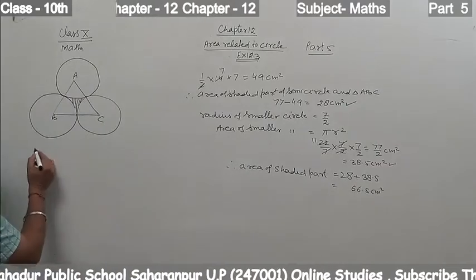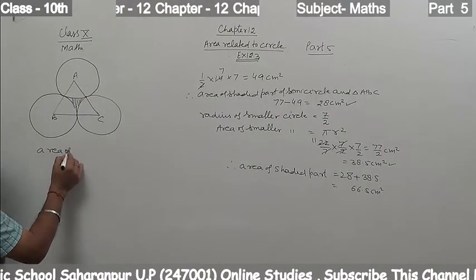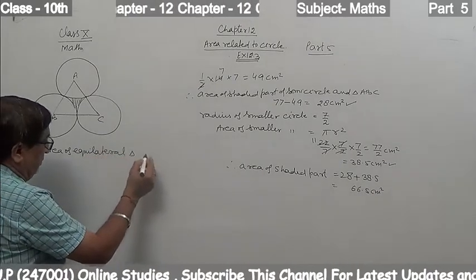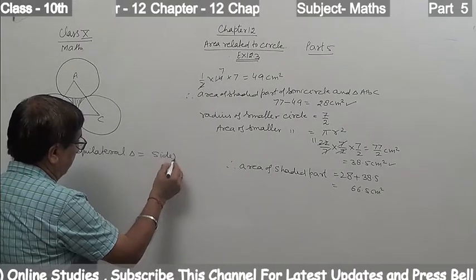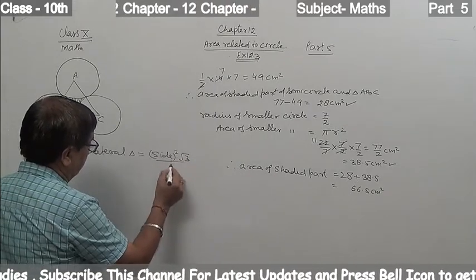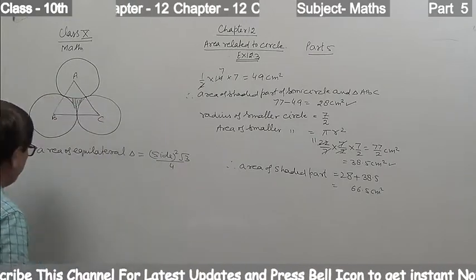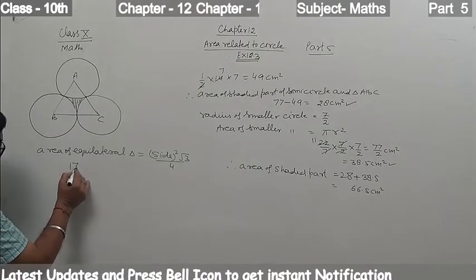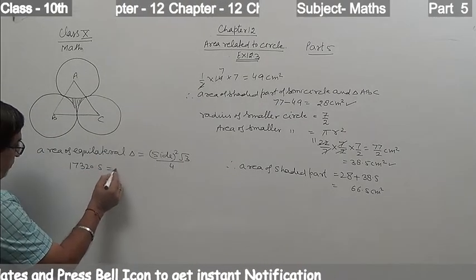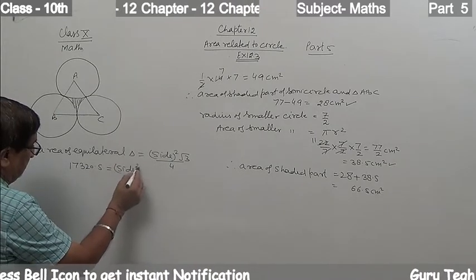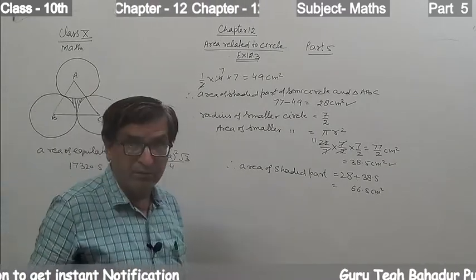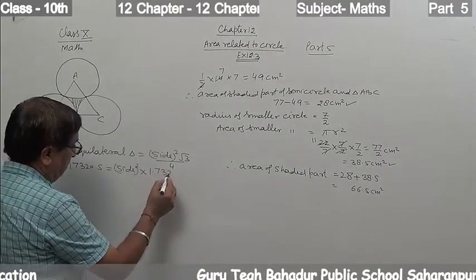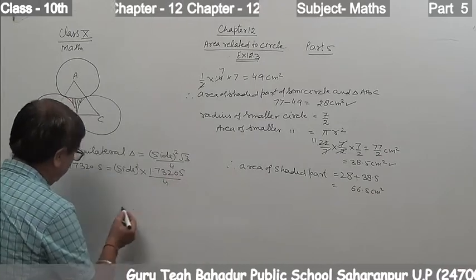Area of equilateral triangle is side square root 3 upon 4. It is given to you 17320.5. Side square, value of root 3 is given to you 1.73205, upon 4.